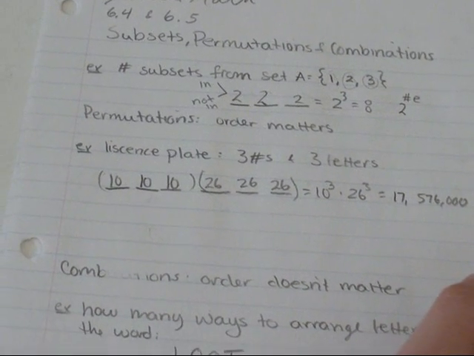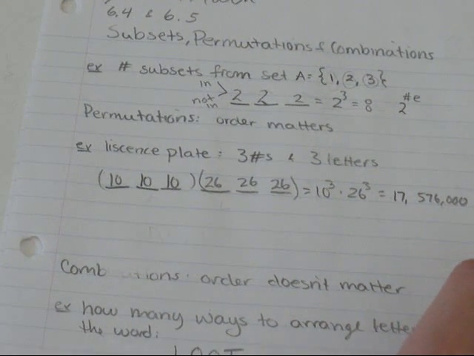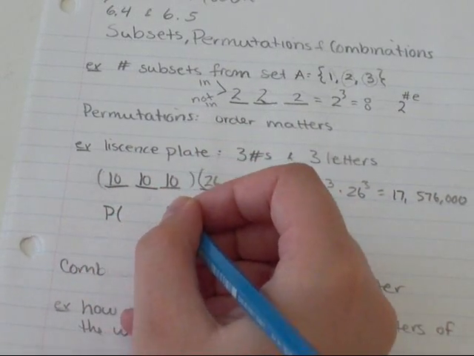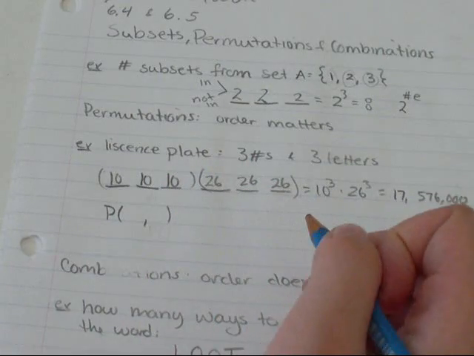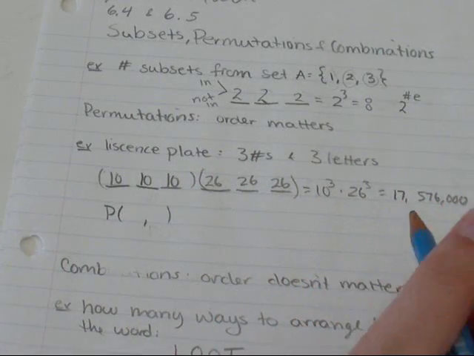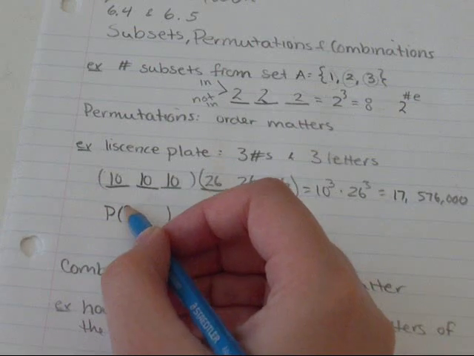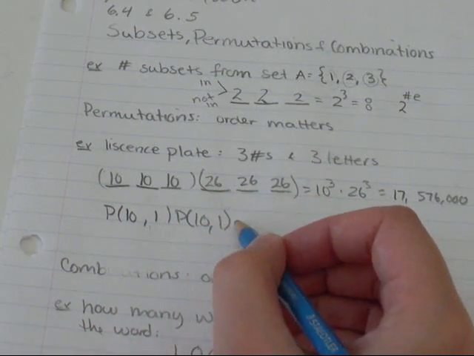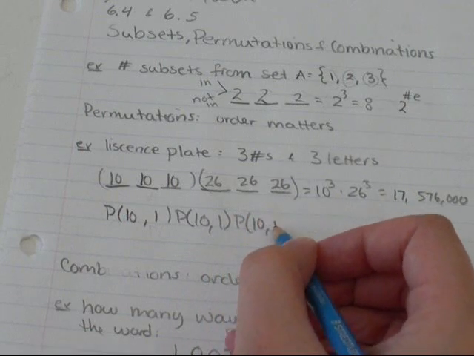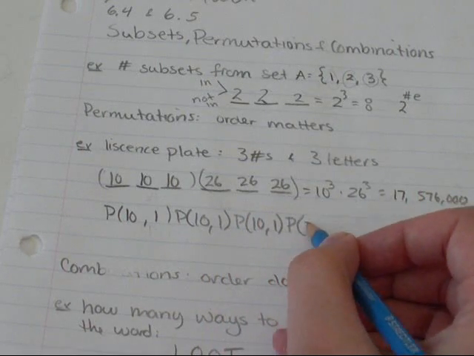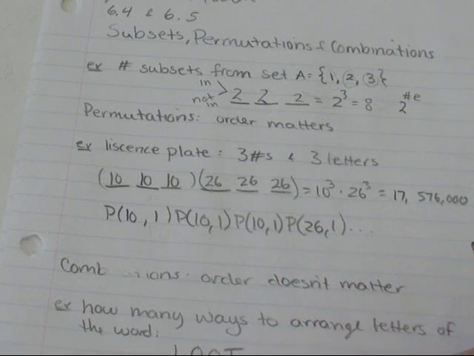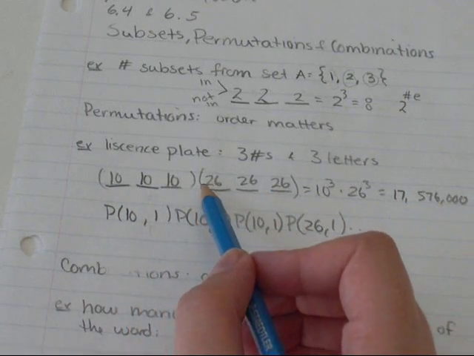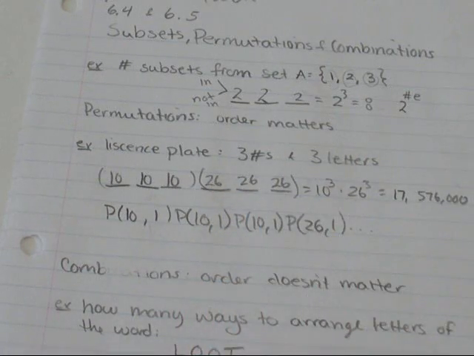So another way to think about it would be using permutations, like the P and then n and k. So you could think about, the first option, you have 10 choices and you're picking 1, and then 10 choices picking 1, and then 10 choices picking 1, and then 26 choosing 1. You get the idea. I prefer to do it this way. It doesn't matter. Either one is good.